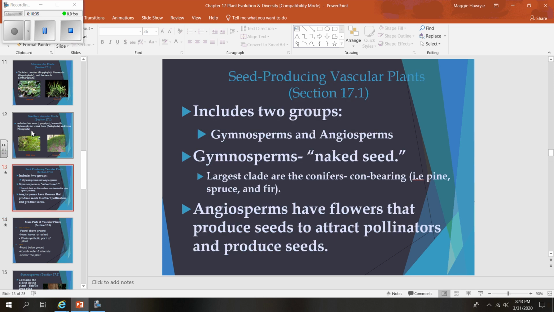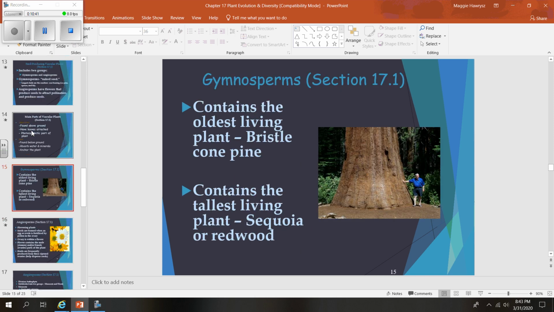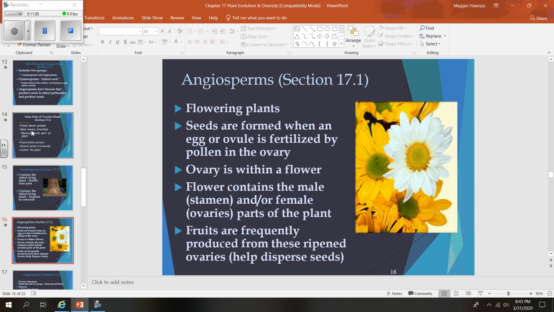Seed producing vascular plants, we talked about gymnosperms. One of the most ancient species of gymnosperms would be your sequoia or your redwood trees. And if you ever get the opportunity to head out to California to go see them, it would be something that I think some of you might enjoy. But that would be gymnosperms.